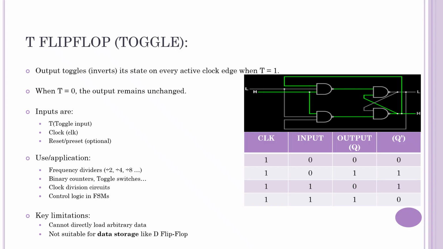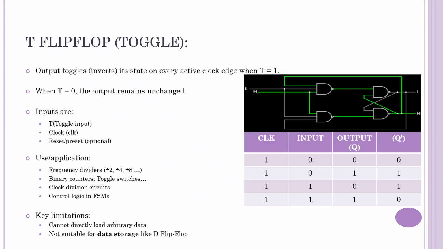But yes, there are limitations. You cannot directly load arbitrary data. It's not suitable for general data storage like a D flip-flop, and it's less flexible compared to D and JK flip-flops. That's why in modern RTL design, we usually don't use a T flip-flop directly.